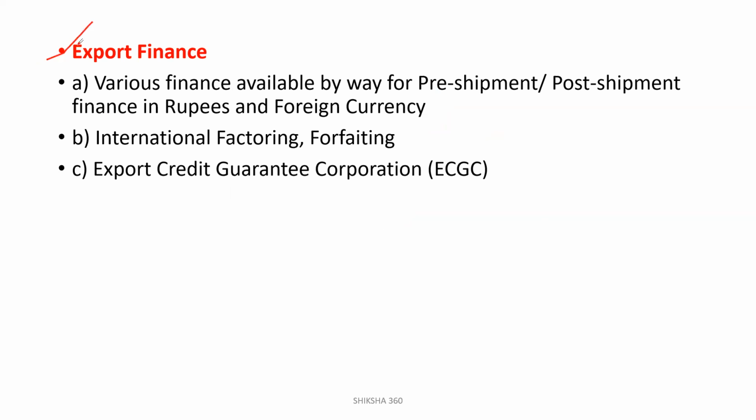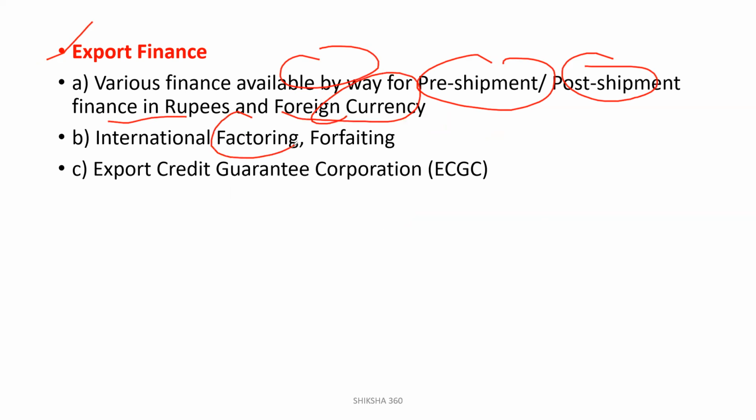Next one, that is export finance. So here what we have to cover, that is various finance available by way of pre-shipment and post-shipment finance in rupees and foreign currency, international factoring, forfaiting, and ECGC, that is Export Credit Guarantee Corporation. Okay, all these things we have to cover in our course.